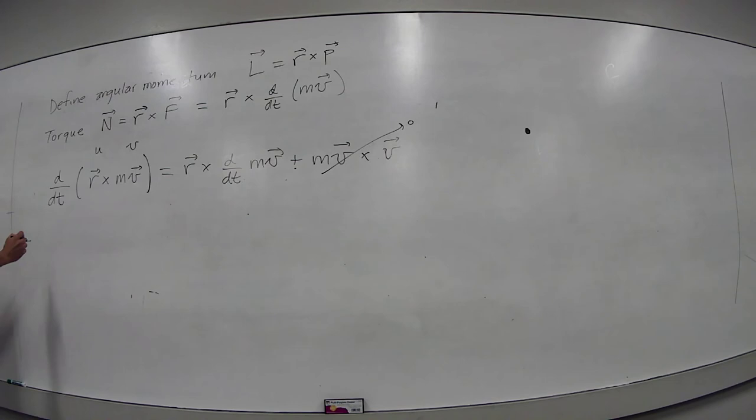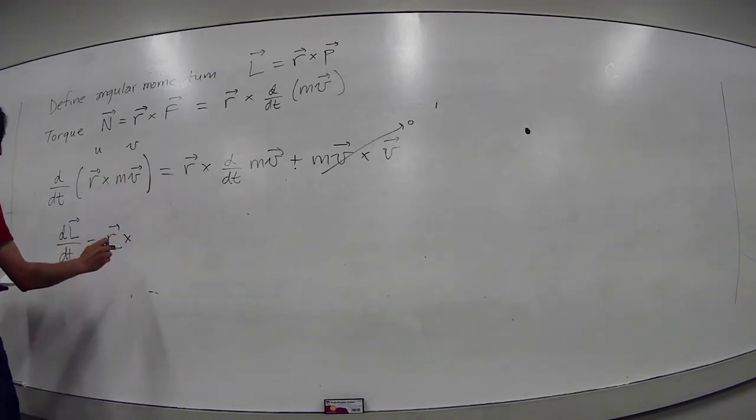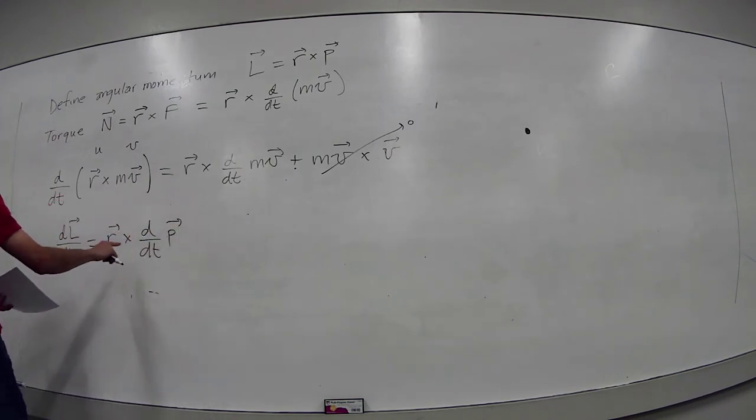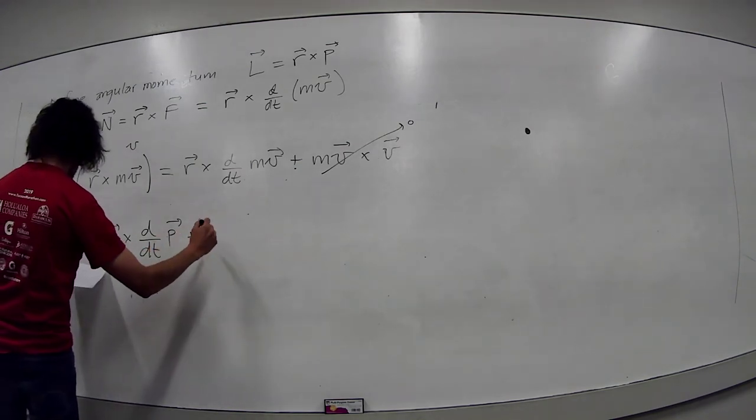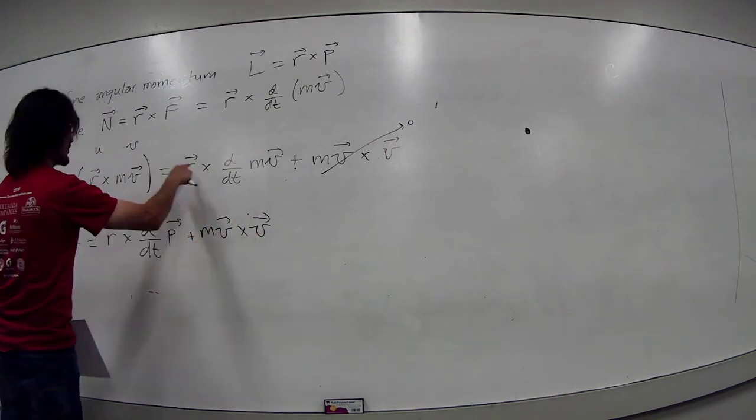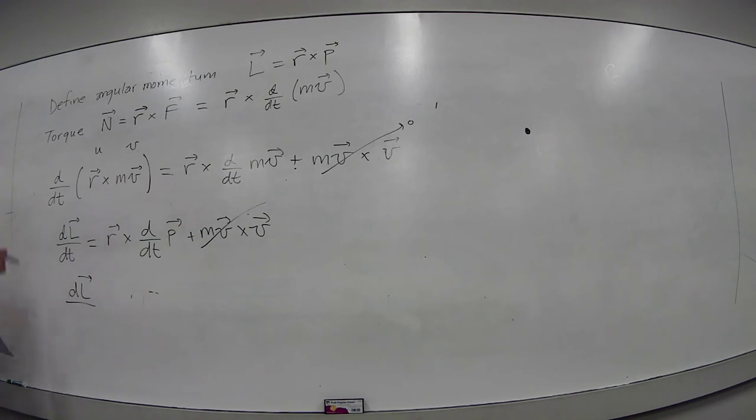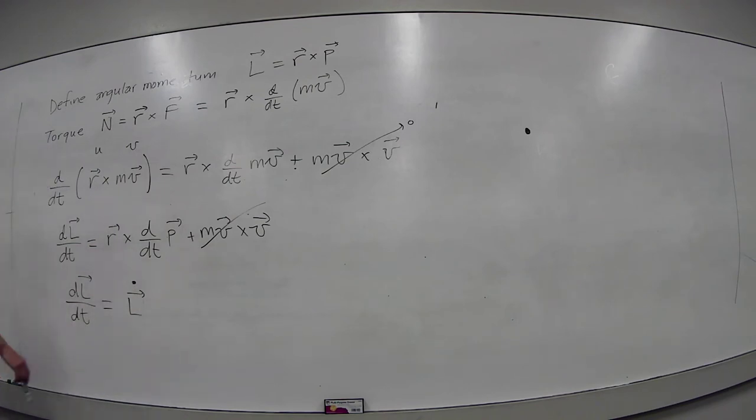Okay. So then the time derivative of L is going to be R cross the derivative with respect to time of P, plus MV cross V, the same as this one. So we know that it goes away. So the derivative with respect to time of the angular momentum, which we also write as L vector dot, is equal to the torque.